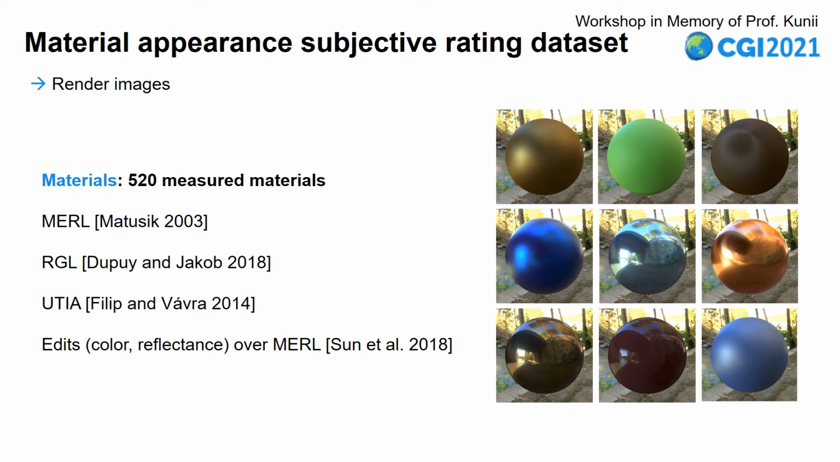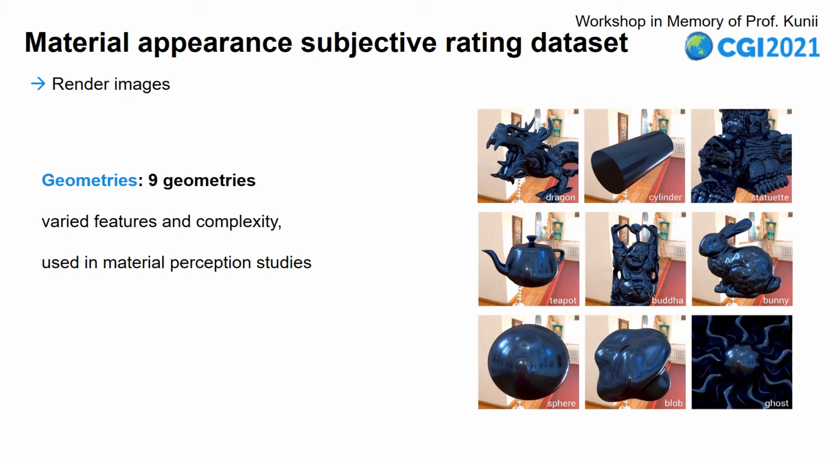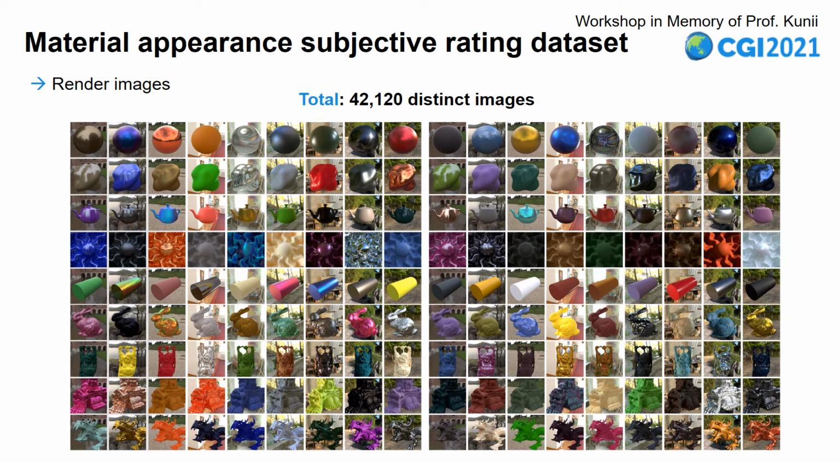We considered measured BRDFs coming from 3 well-known data sets, which we additionally enhanced through editing using an approach presented at SIGGRAPH by Sun et al. in 2018. In total, this way, we have 520 measured materials. For illumination, we use 9 real-world environment maps that feature either smooth lighting, like in a cloudy sky, or strong directional lights, like the sun, of extremely high contrast. We use also 9 different geometries that are typically used in applications dealing with tuning material reflectance properties. So in total, we generated over 40,000 distinct images, taking into account all those BRDFs, geometries, and environment maps that I just discussed.